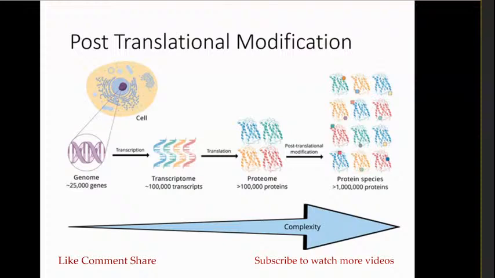Due to these chemical processes, one protein can be modified into thousands of proteins. That is post-translational modification. After the translation, it undergoes methylation, acetylation, that kind of chemical reaction. These chemical reactions change the structure and the function. The structural and functional change on the protein is explained with post-translational modification.